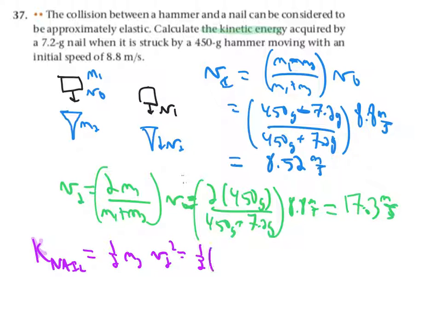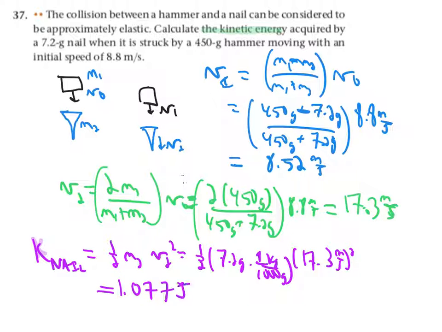And that's 1/2 times, and now we do have to say this times 1 kilogram per 1,000 grams because we're going to want to get it in joules. And we ended up at 17.3 meters per second quantity squared, and that number is 1.077 joules, which for our two sig figs is really 1.1 joules. For all that work and a relatively high speed, we don't actually get a whole lot of energy out, but that's largely because the mass is so small.